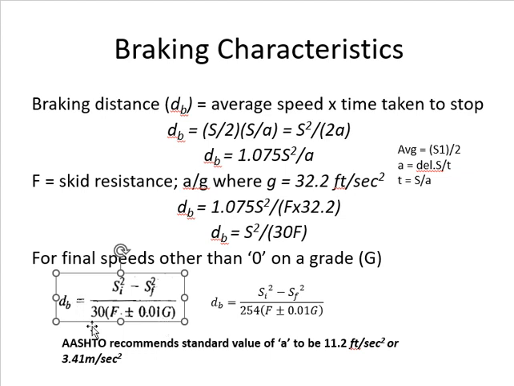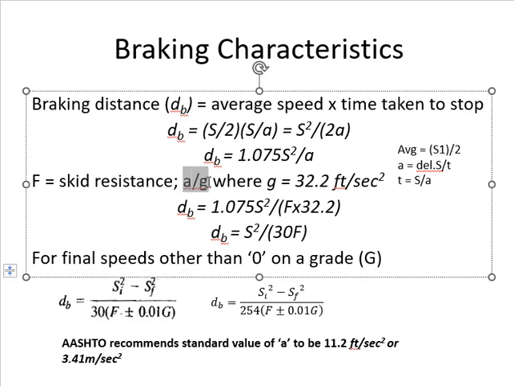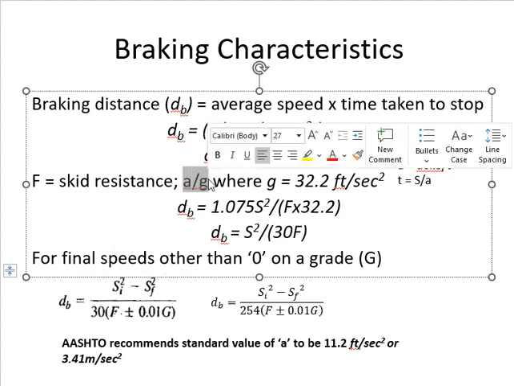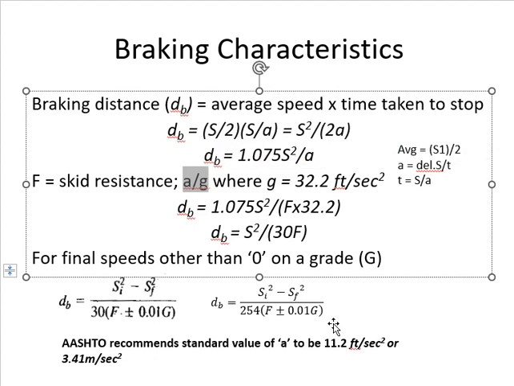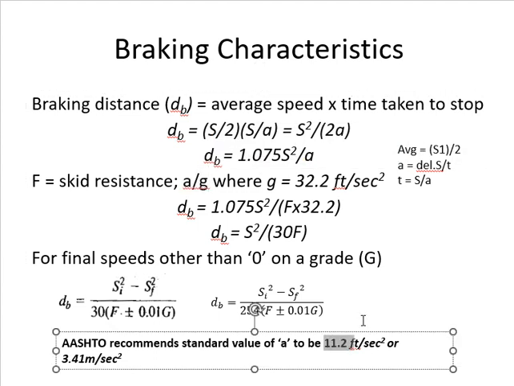This one is in feet and this one is in meters. Now F was A upon G, right? F was A upon G. Now G is a constant, and ASTO has given us a value for A as well. So that means I can find out the value for F. How much is the value for F?